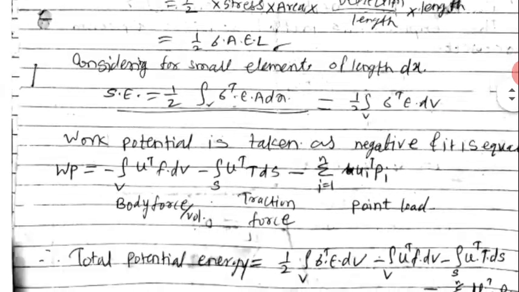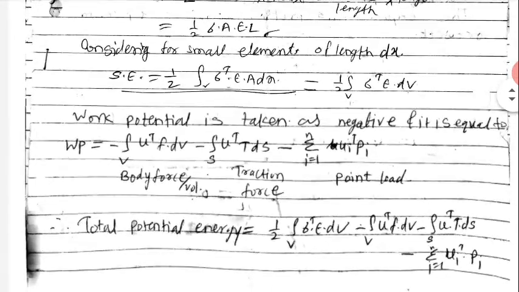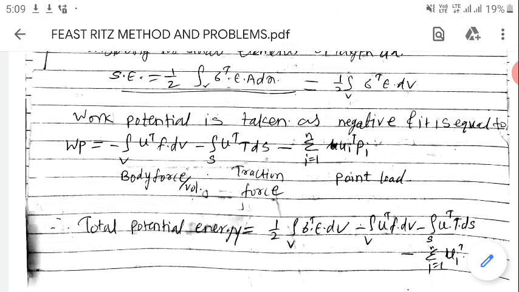So now the work potential, which is taken as negative, is equal to minus integration of u transpose f dV, minus integration of u transpose T dS, and minus summation of i equal to 1 to n of u transpose P.